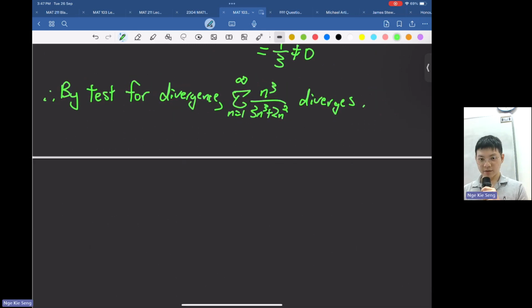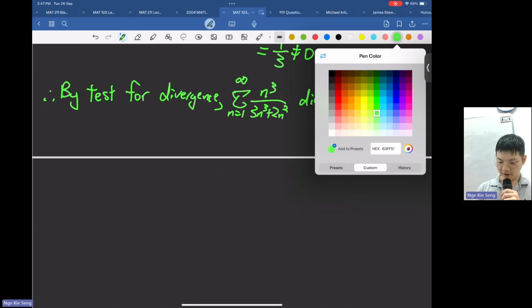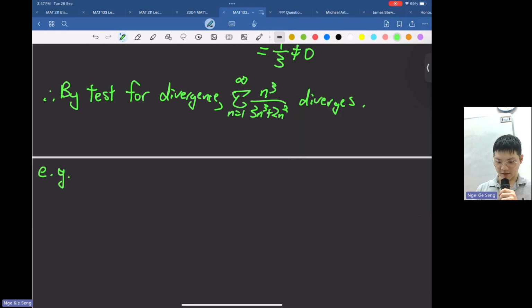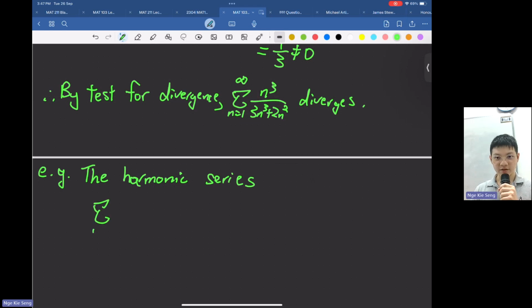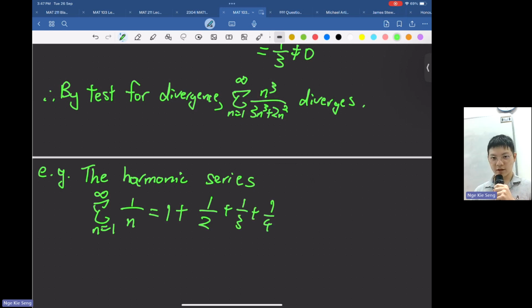Okay, next one. So the next example is quite famous. All of you should know. This is the harmonic series. You can see that this harmonic series is not geometric anymore. Not all series are geometric. So this is not geometric: 1 plus 1 over 2 plus 1 over 3 plus 1 over 4 and so on. Prove that this is divergent.